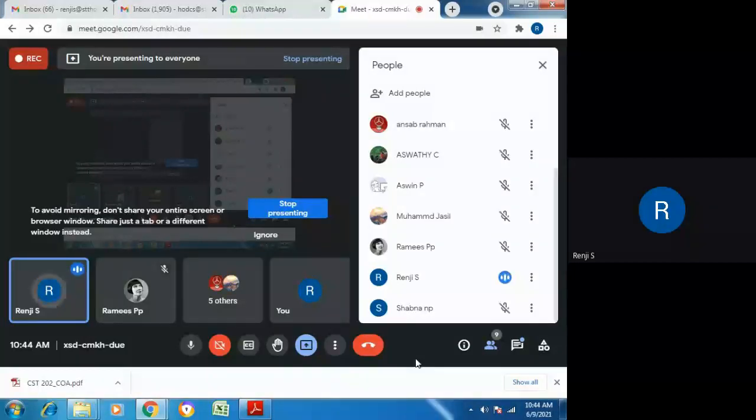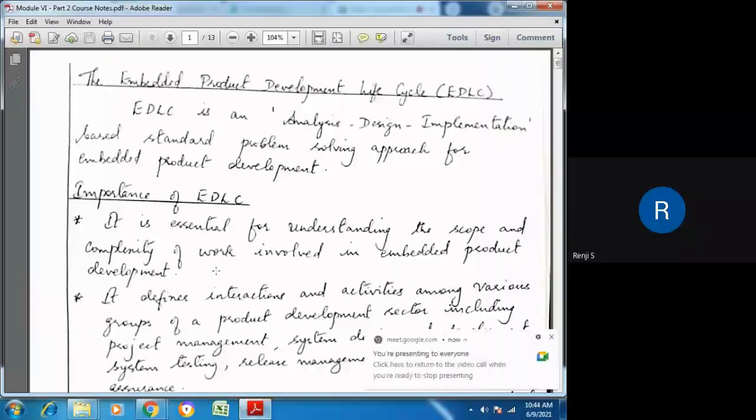So anyway, I'll start. Yesterday we started the next part of the sixth module, that is the embedded product development life cycle, or in short, we can call it EDLC. EDLC is nothing but a problem solving approach, that is, to solve or develop something we follow some sequence of steps, and these usually follow the analysis, design, implementation phases.